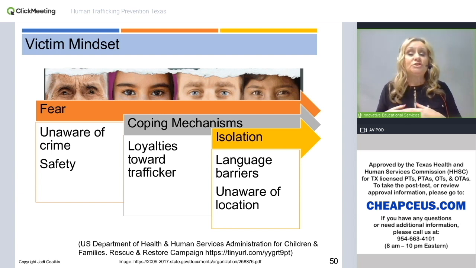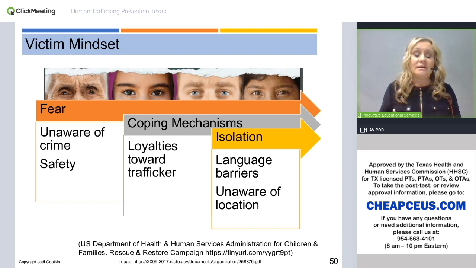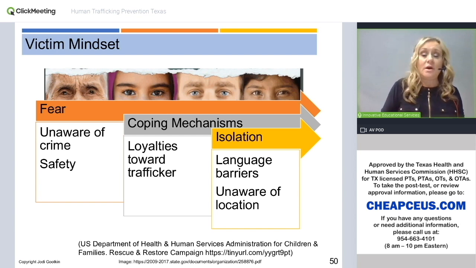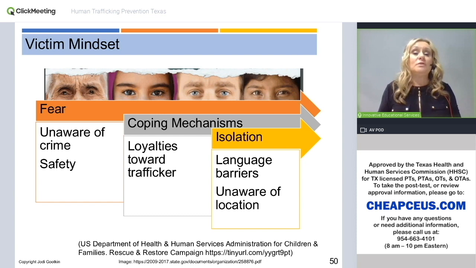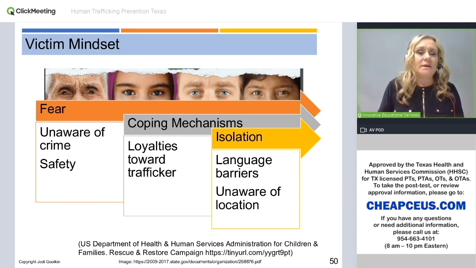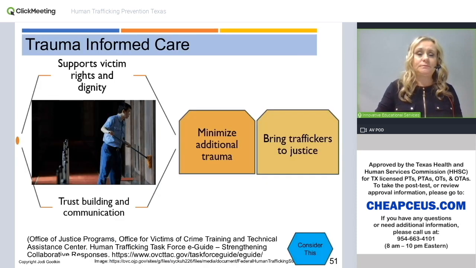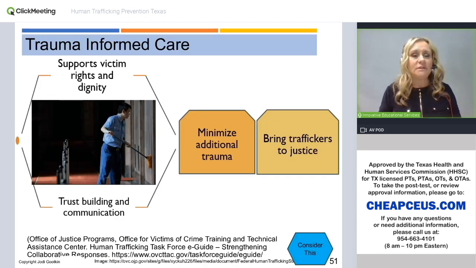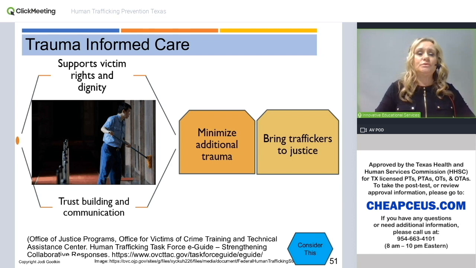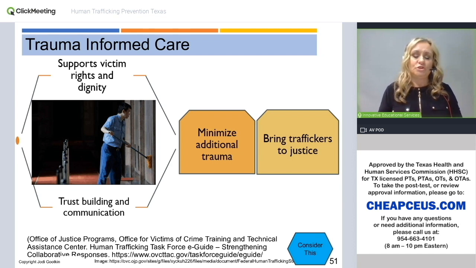Or the individual is just so isolated physically because of language, they don't know where they are, that they're unable to self-identify and reach out for that assistance. Mindful of this, we're going to use a trauma-informed approach to our interacting.